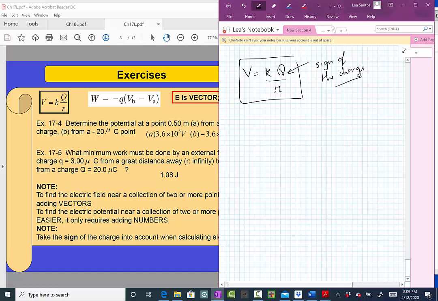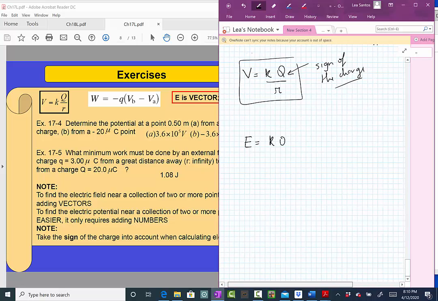So we can have positive potential or negative potential, and the potential is a scalar. It's different from the electric field, different from the force and other quantities which were vectors. For the electric field, the magnitude of the electric field when I have a single charge is K Q over R squared. This is just the magnitude, and this is always a positive value. The direction of the electric field, well, then we have to talk about angles. It will depend on the problem itself.